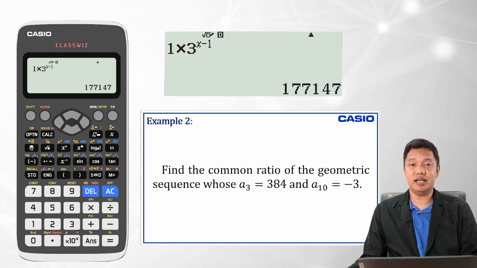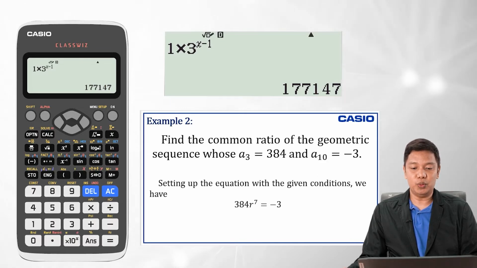For this example, we are asked to find the value of the common ratio of the geometric sequence whose third term is 384 and whose 10th term is negative 3. Setting up the equation with the given conditions, we have 384 r raised to 7 equal to negative 3. Using our Casio Classwiz, we can solve for the value of r.